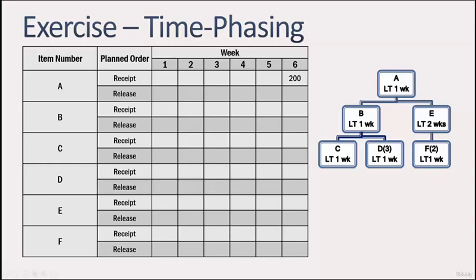It's time for another exercise on your own to see what you've learned. In this exercise, you'll be creating a time phase schedule that yields 200 pieces of item A in week 6. As a small hint, make sure you carefully review the bill of material, the lead times for each item, and especially the quantities that are required. We'll review the solution afterwards.